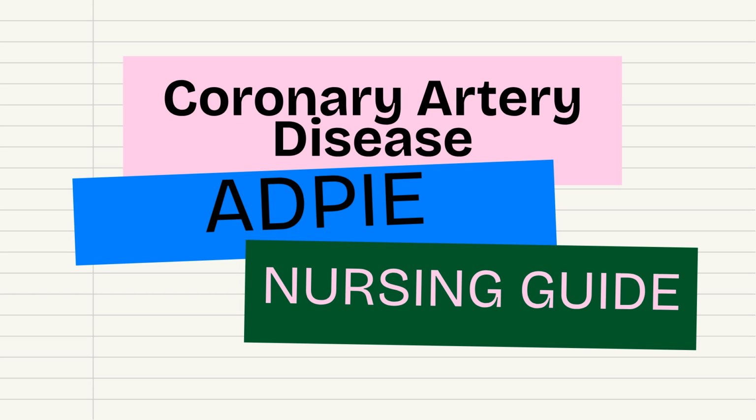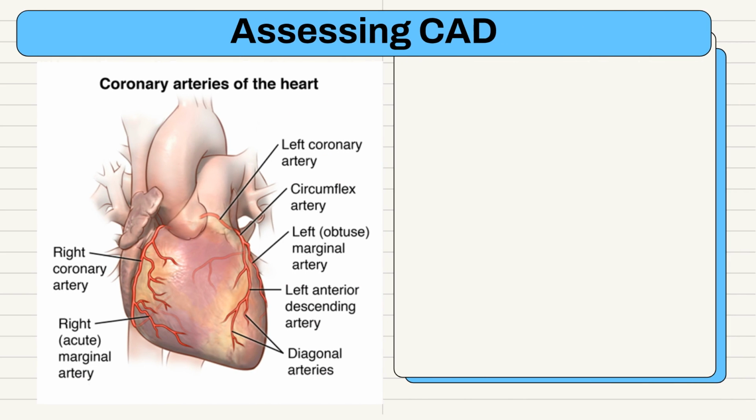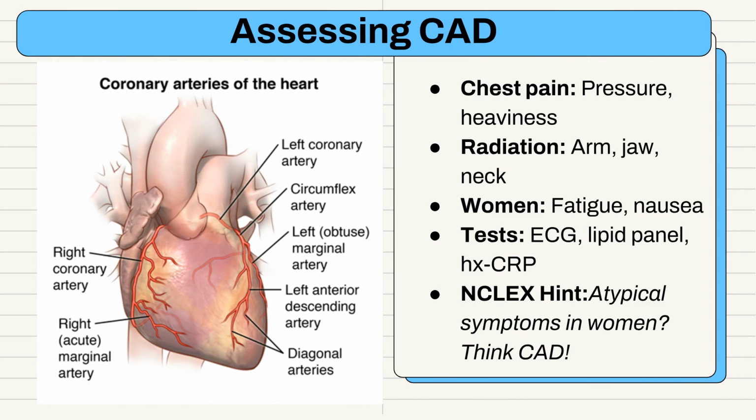Let's get started. First up, assessment. As nurses, we're looking for signs of myocardial ischemia, like angina, chest pain, or pressure, often radiating to the left arm, jaw, or neck. For example, imagine a 55-year-old patient, John, reporting a heavy, squeezing sensation in his chest after climbing stairs. Women may present differently, with symptoms like fatigue, nausea, or shortness of breath.